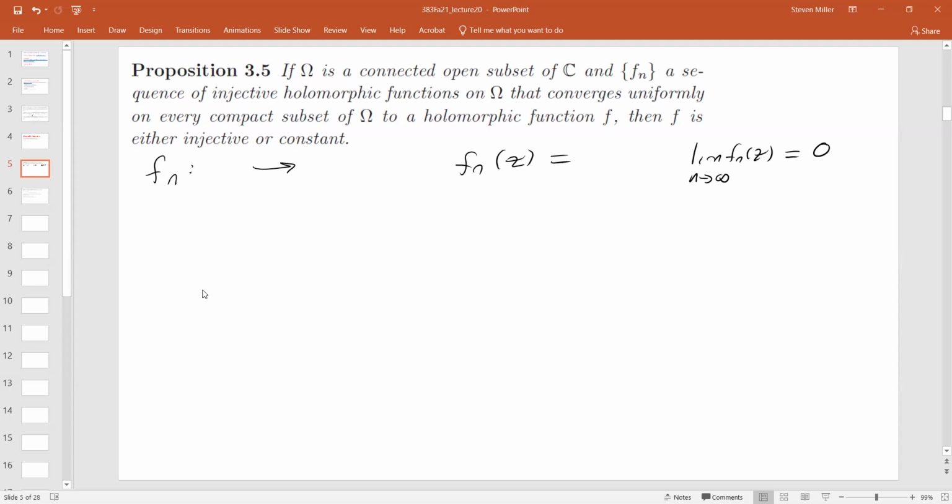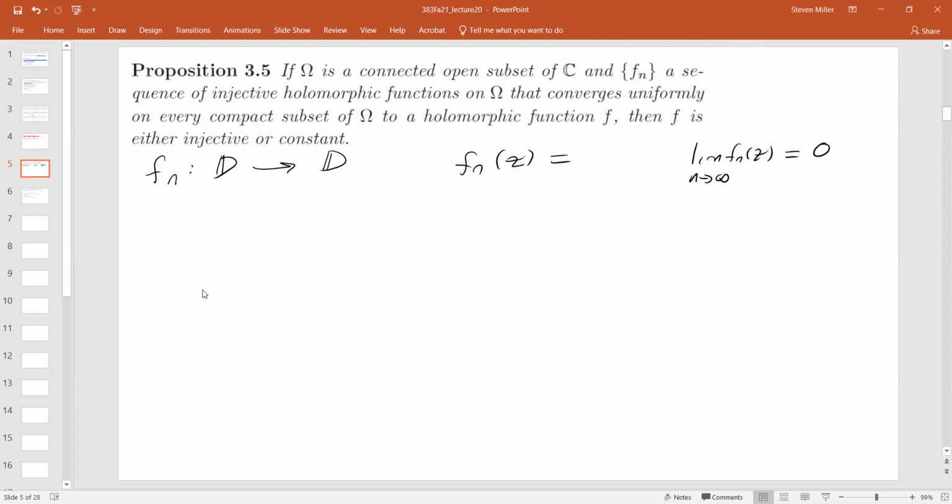So omega is a connected open subset of C. What connected open subset of C would you like to look at? Yep, the unit disk. Good choice. All right, so it's going to be mapped from D. Where do you want it to map to? Yeah, let's say D to D. Okay. So I want a sequence of functions that map D to D, and their limit is 0. And each one of them is injective. Any thoughts?